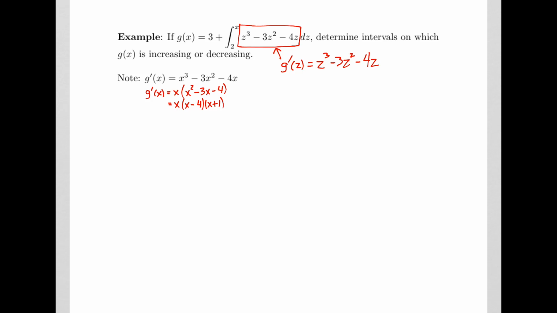Last semester we talked about how to do sign analysis, and the way that we do that is we think about where this function equals 0.